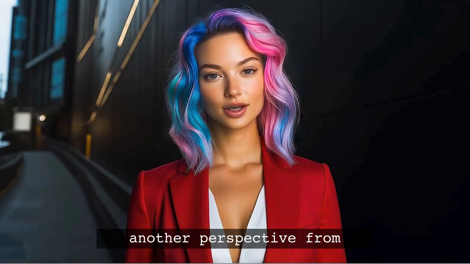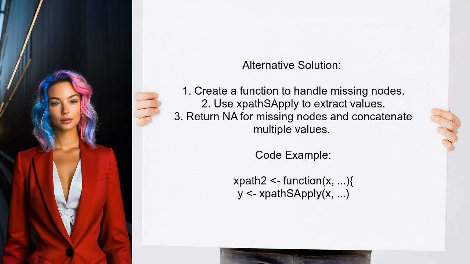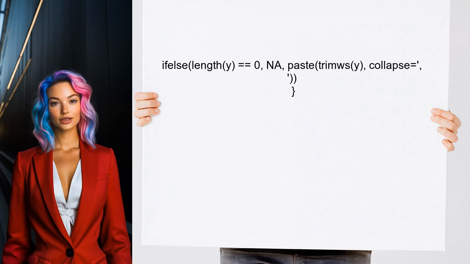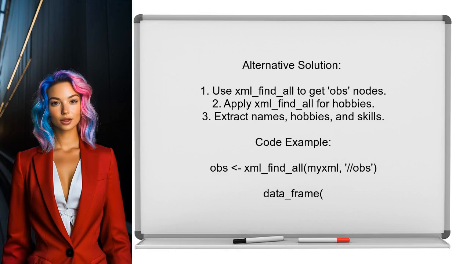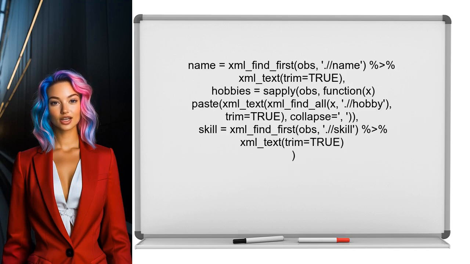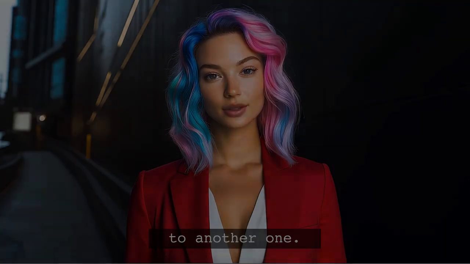Let's check out another perspective from a different user. This user suggests creating a function to handle missing or multiple nodes in the XML data. They recommend using the xpathSApply function to extract values, ensuring that if a node is missing, it returns NA. The function also concatenates multiple values like hobbies into a single string. For the xml2 package, the user recommends finding all OBS nodes and applying xml_find_all for duplicate tags. This method allows for extracting names, hobbies, and skills while handling missing data effectively. That wraps up that answer. Let's move on to another one.